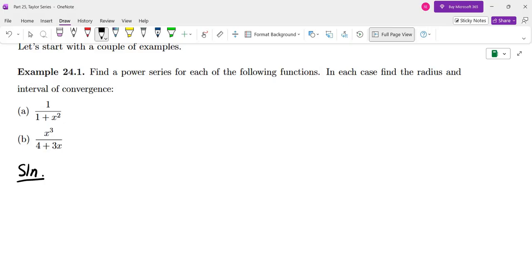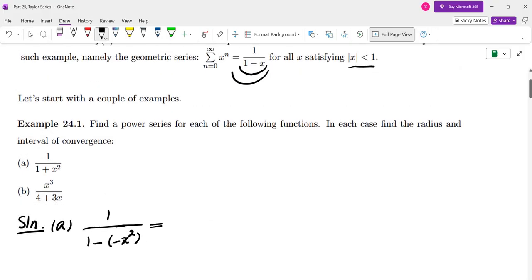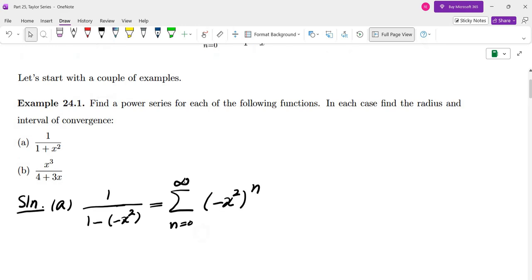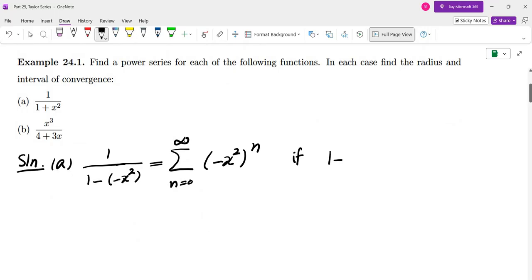So we want to find a power series for each of the following functions. In each case, we want to find the radius and interval of convergence. If you look at the first one, we can think about that as 1 over 1 minus negative x squared. And now we're going to use this equality that we found here. So we have to replace x by negative x squared. So that would give us the sum n equals 0 to infinity of negative x squared to the power of n. And the condition for x is if negative x squared is less than 1.